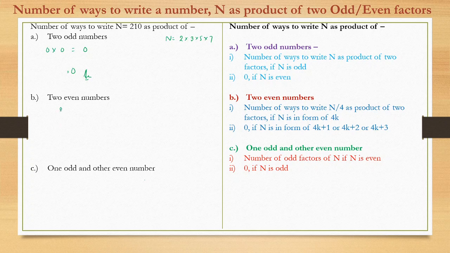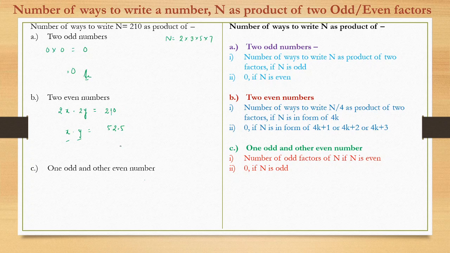Two even cases. Let us see. Let one factor be 2x and the other factor be 2y, and the product has to be 210. So from here, x into y gives us what? 52.5. Now imagine a scenario where the product of two integers is a decimal. This is not feasible.